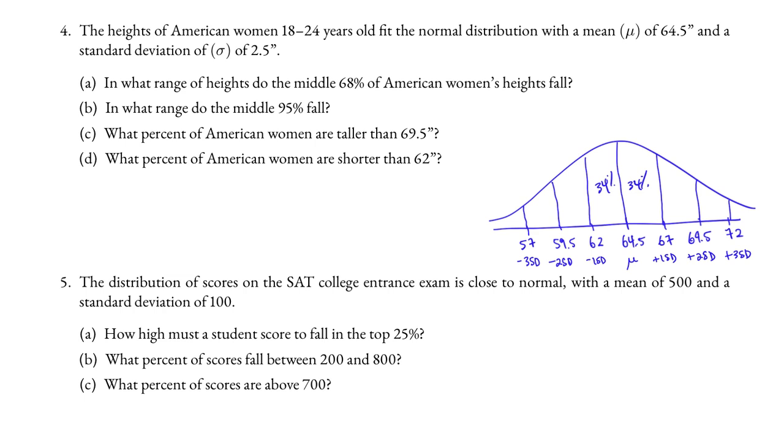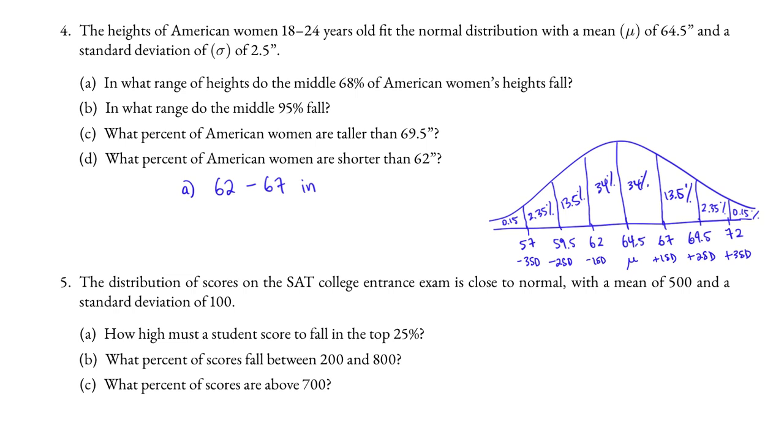34% in the middle, 13.5%, 13.5%, 2.35%, 2.35%, 0.15%, another 0.15%. The percentages should add up to 100%. By looking at this detailed graph now, we see that 68% of American women's heights would fall between 62 and 67. The answer for part A is 62 to 67 inches.